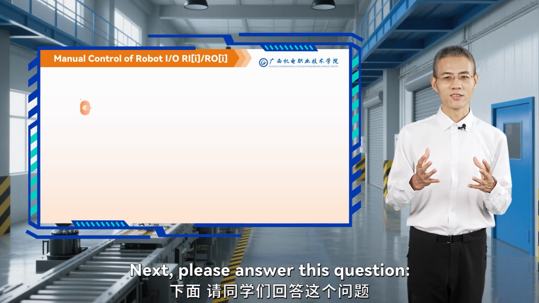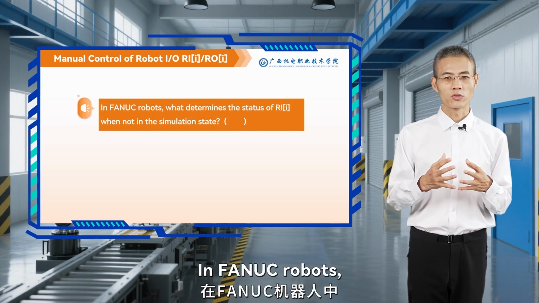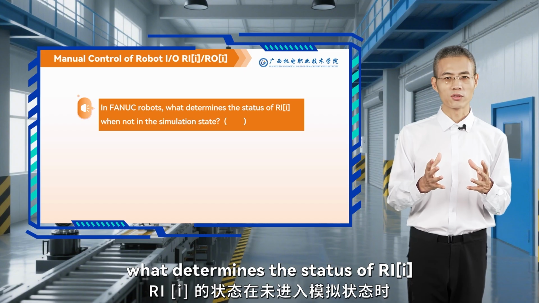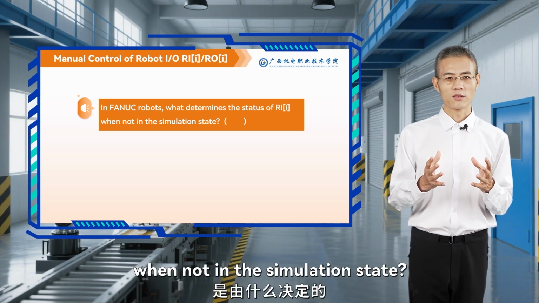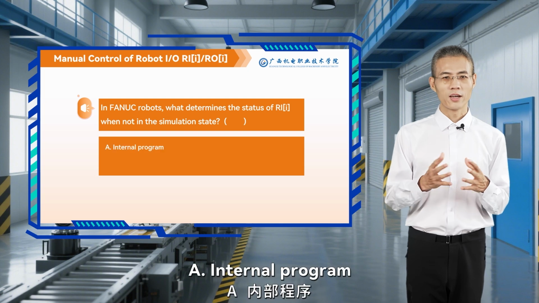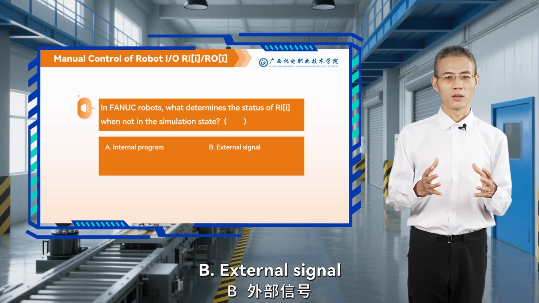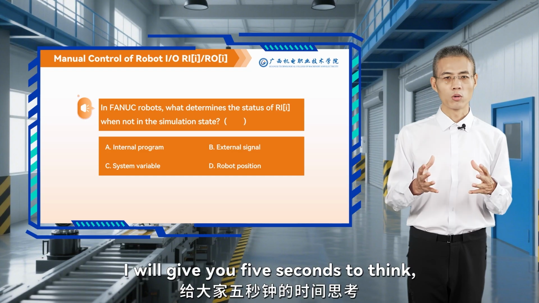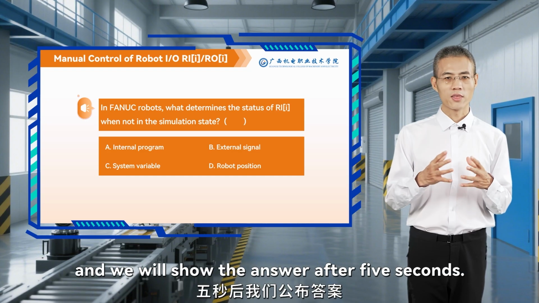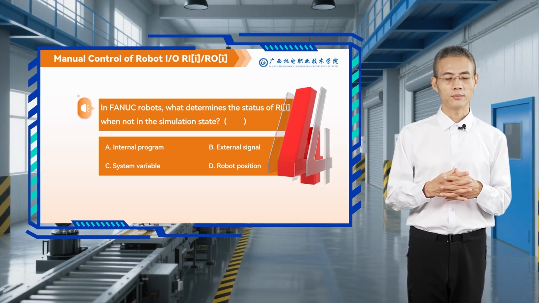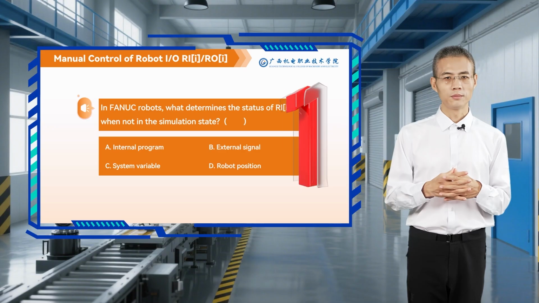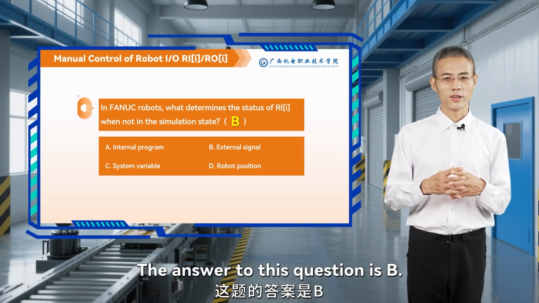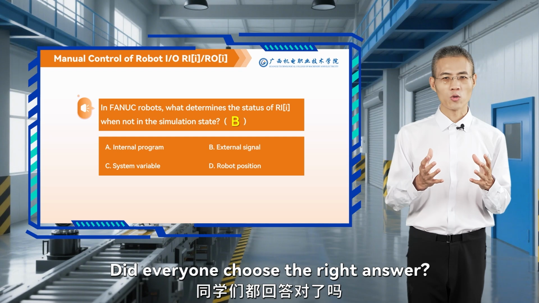Next, please answer this question. In FANUC robots, what determines the status of RI when not in the simulation state? A. Internal program. B. External signal. C. System variable. D. Robot position. I will give you 5 seconds to think, and will show the answer after 5 seconds. The answer to this question is B. Did everyone choose the right answer?